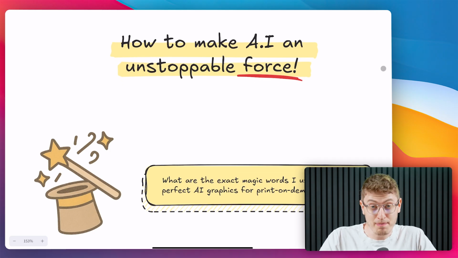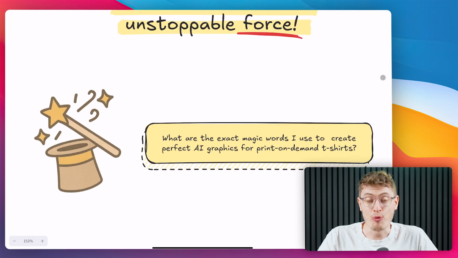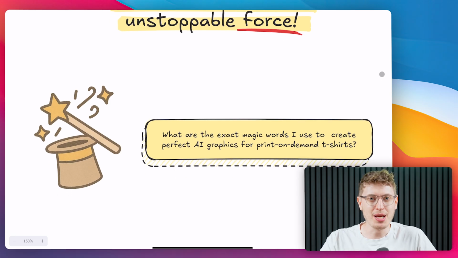What are the exact magic words I use to create the perfect AI graphics for print-on-demand shirts? By words, I mean the prompting that I use and the sequencing that I use and the messaging I have to use in order to get AI to actually spit out designs that could be good. Because like I said, 9 times out of 10, they're awful.